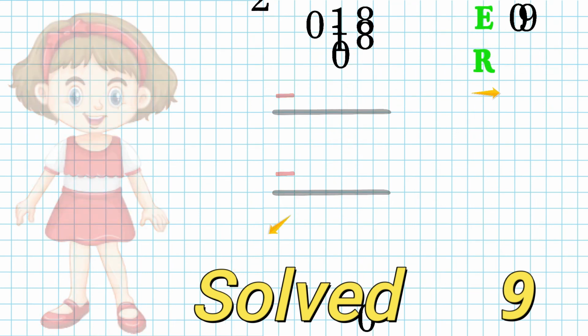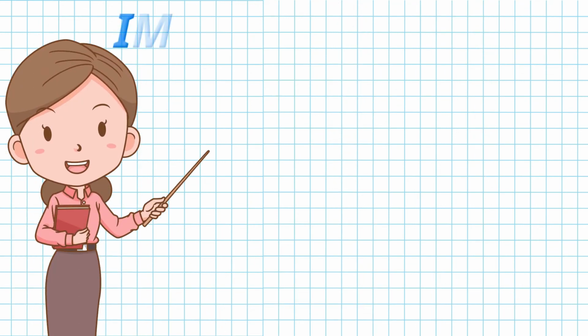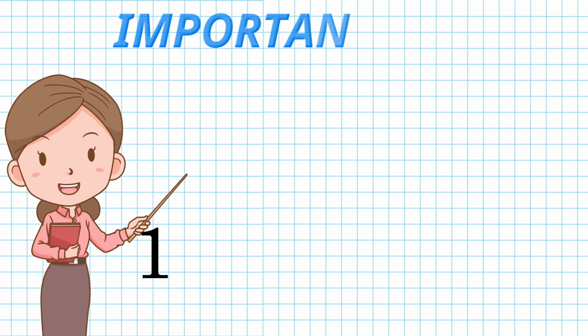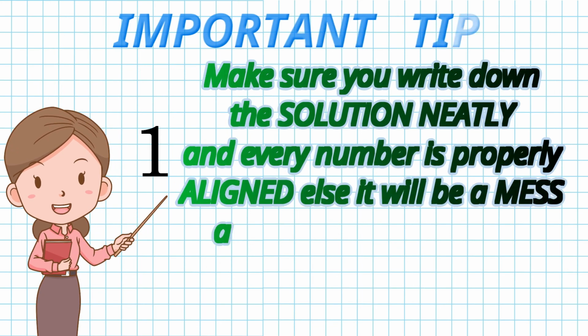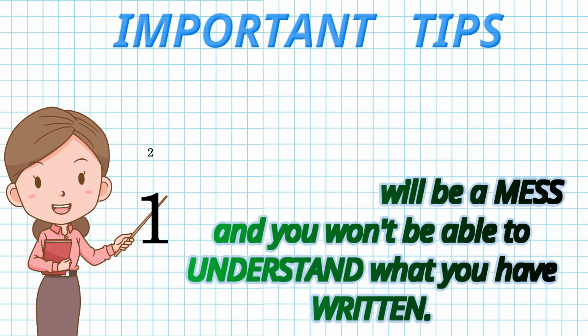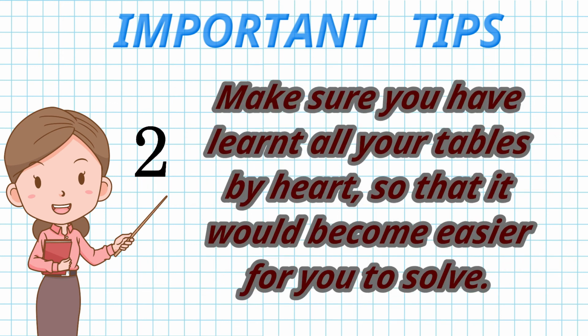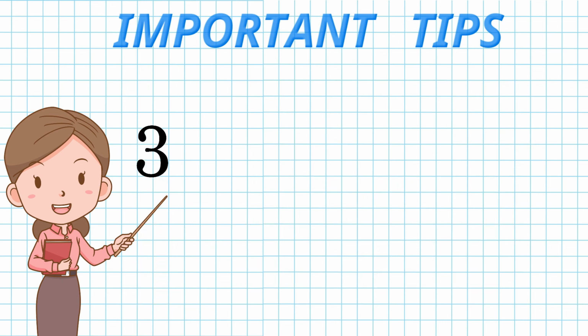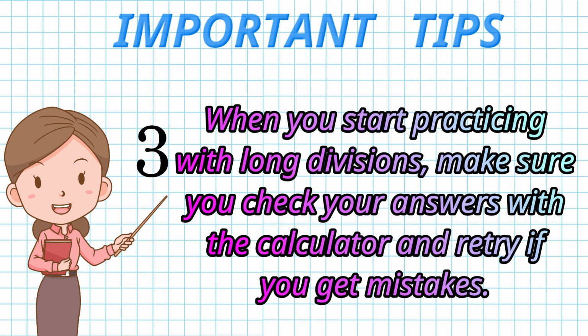Last but not the least, I would like to give you some really important tips. Number 1. Make sure you write down the solution neatly and every number is properly aligned. Else, it will be a mess and you won't be able to understand what you have written. Number 2. Make sure you have learnt all your tables by heart so that it would become easier for you to solve. Number 3. When you start practicing with long divisions, make sure you check your answers with the calculator and retry if you get mistakes.